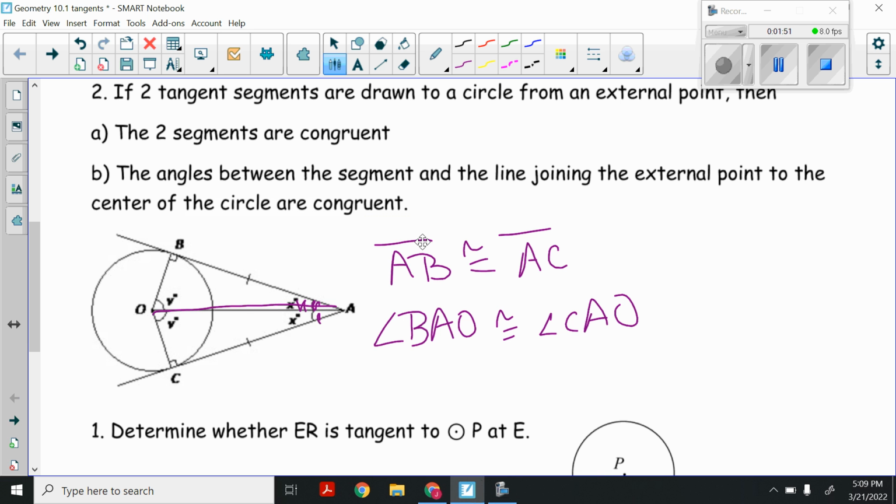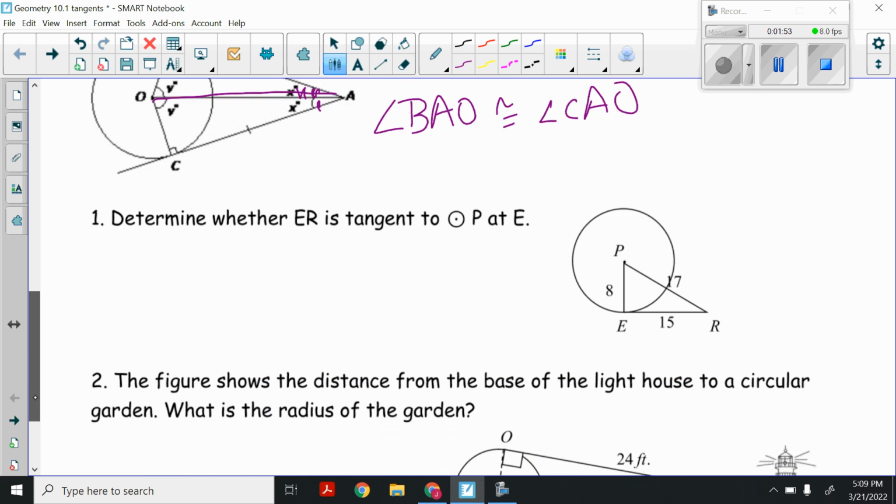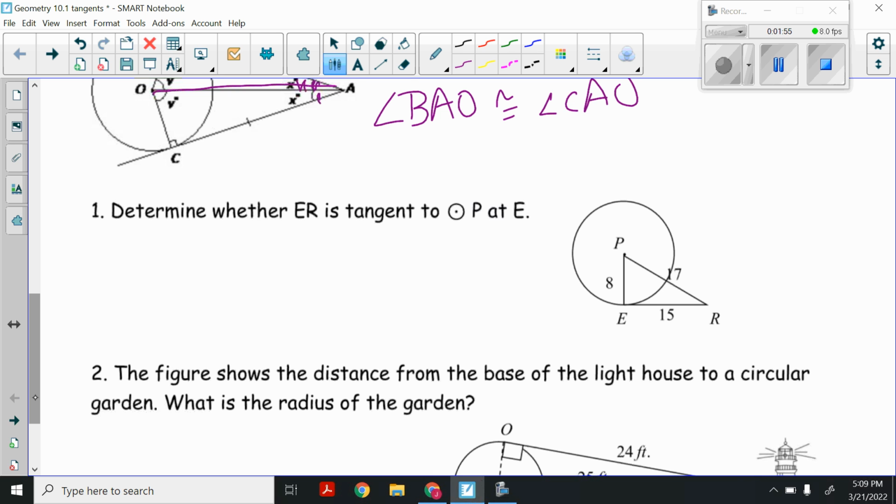So let's now work on some problems. Number one, it says determine whether ER is a tangent to circle P at point E. In order for ER to be a tangent, this would have to be a right angle. So to check that, we would do the Pythagorean theorem. 17 would be my hypotenuse. So I would do the Pythagorean theorem and see, does it work out? Do I get a right triangle?